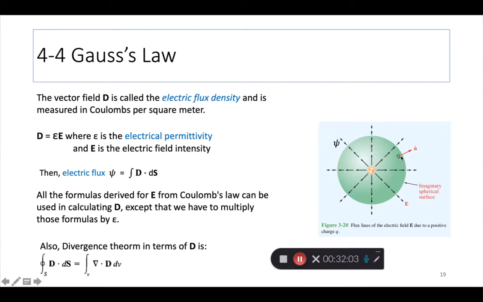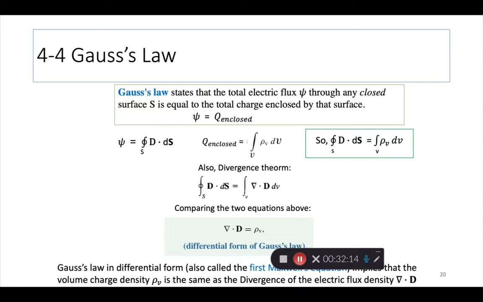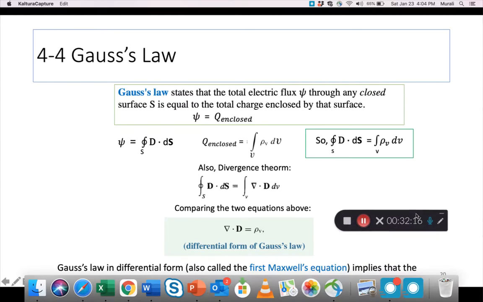And then the unit vector is always in that direction, n, which is normal to this surface. Okay, all right. Now let's come to Gauss's law.